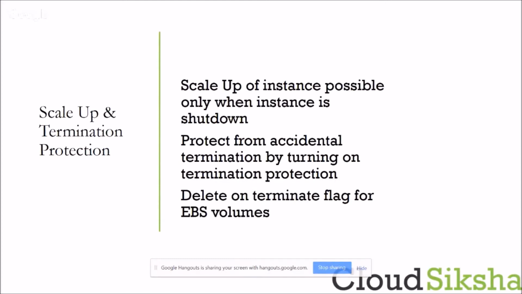Now, in the accidental termination case, you don't want somebody to terminate the system. You can turn on the termination protection. There's a termination protection option available, so you can turn it on. If that is on, then when you try to terminate, it will not terminate, but it will say, please go and switch off this option. Only then I will terminate. So you have to come back and switch off the option.